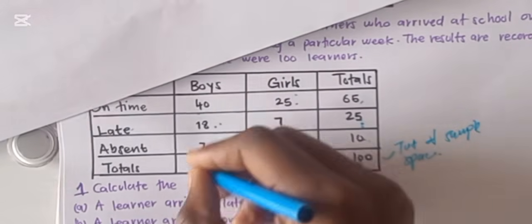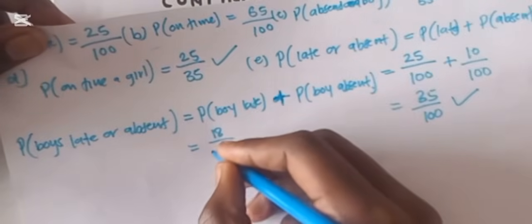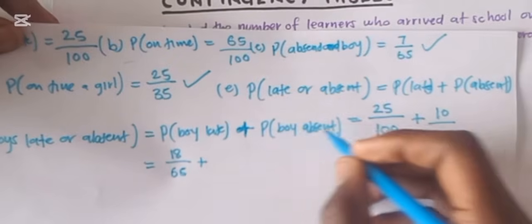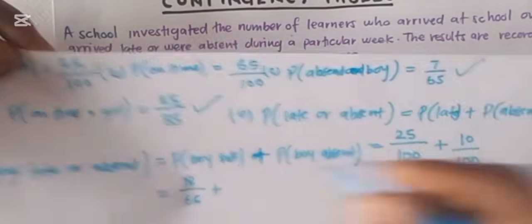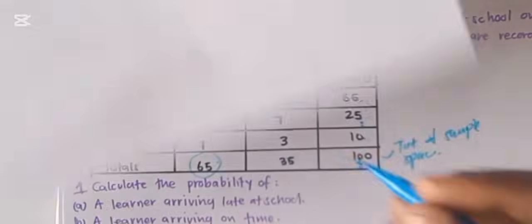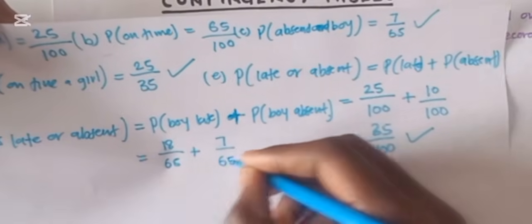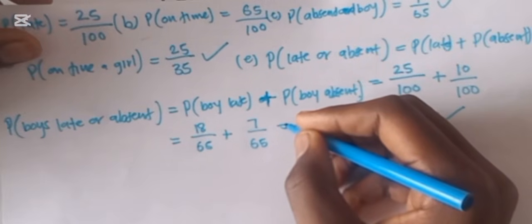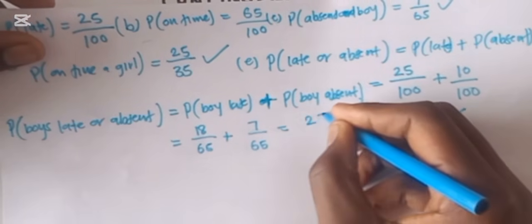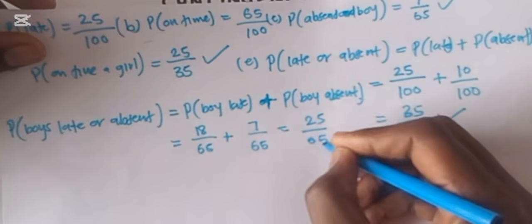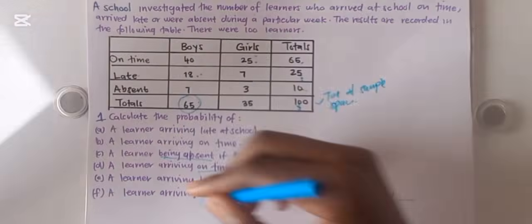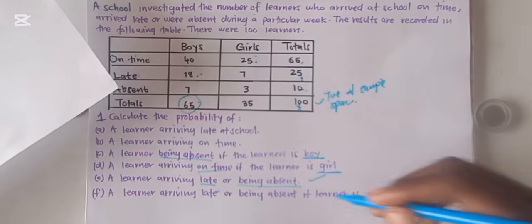So we're going to divide by this 65, because this is the total number of boys that are there. So 18 divided by 65, plus the probability of a boy who is absent. For absent it is 7, which is 7 out of the 65 boys that are there. Does that make sense to you? Perfect. From here, 18 plus 7 gives you 25, divided by 65. This is the probability of a learner arriving late or being absent if the learner is a boy.